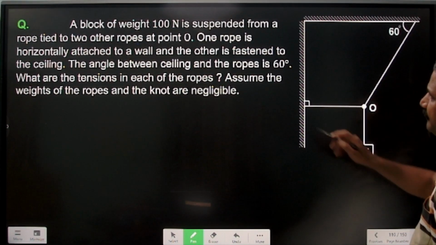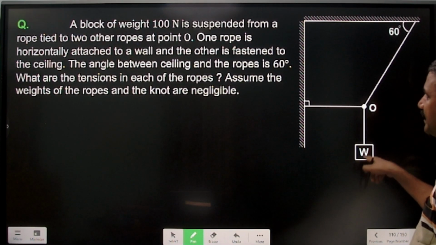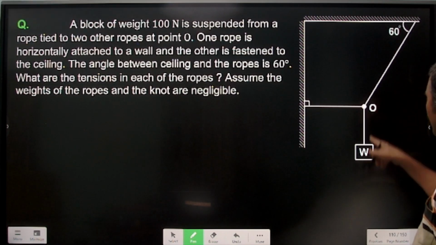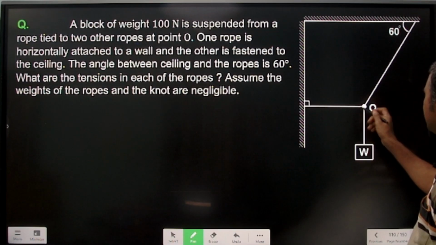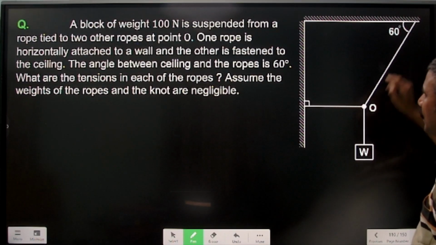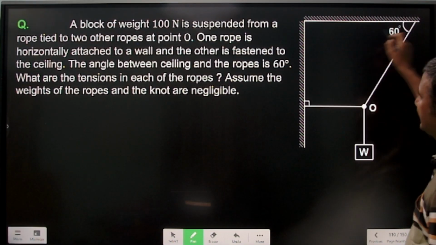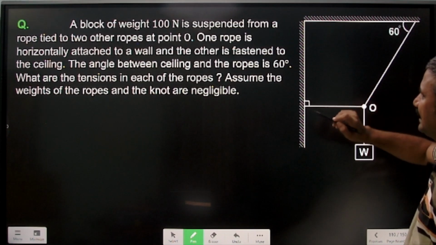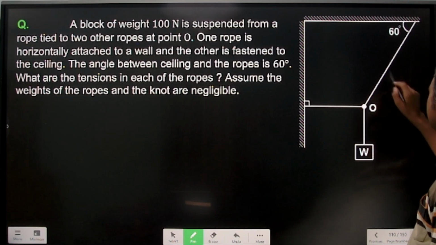Suppose here a block of weight 100 Newton, this weight of this body is how much? 100 Newton, is suspended from a rope tied to other ropes at point O. This is one rope and this is another rope. The angle between the ceiling, this is the ceiling, and the rope is 60 degree. What are the tensions in each of the ropes? So tension in this rope is how much and tension in this rope is how much?